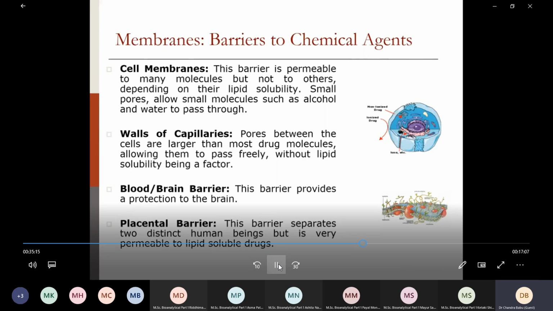In the walls of the capillary, we'll see a different behavior because pores between the cells are larger than most drug molecules. That will allow them to pass freely without lipid solubility being a big factor. It's always important, but in this case, they might be able to pass. Also, I need to mention the blood-brain barrier. This barrier provides protection to the brain, and it's beautiful the way it works. We also have the placental barrier that needs to be there to protect the developing human being, as well as other organisms.